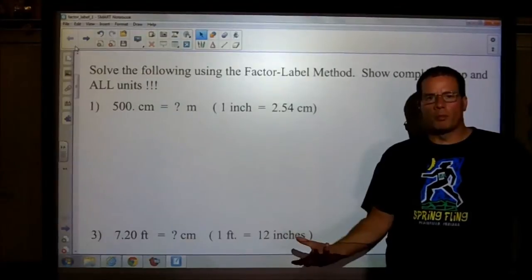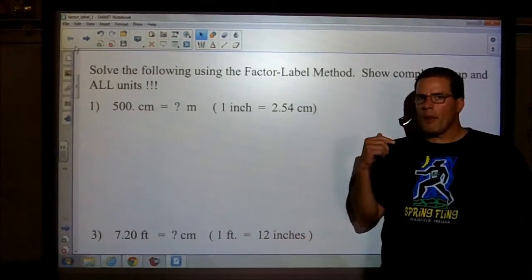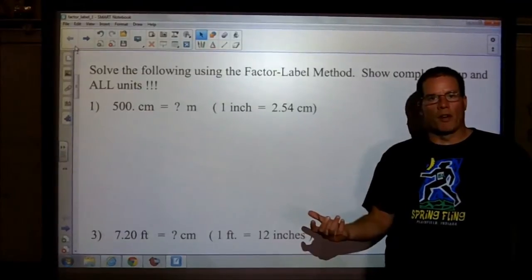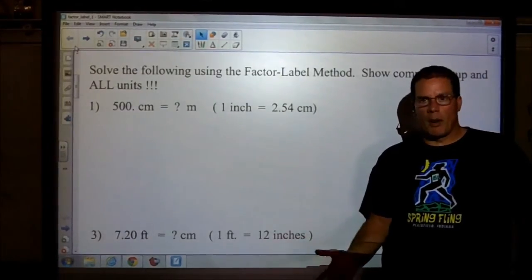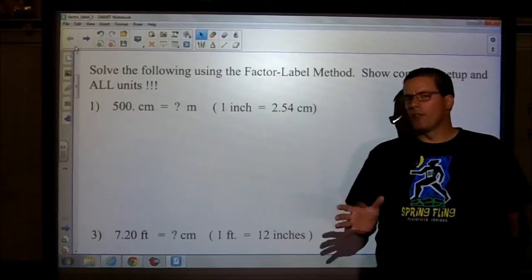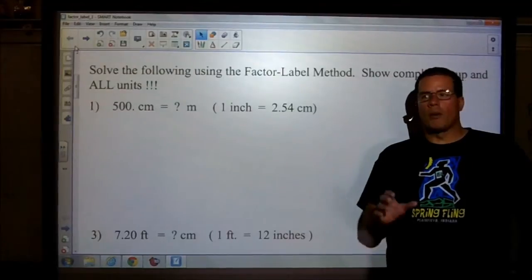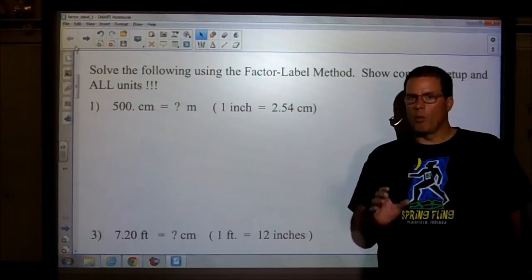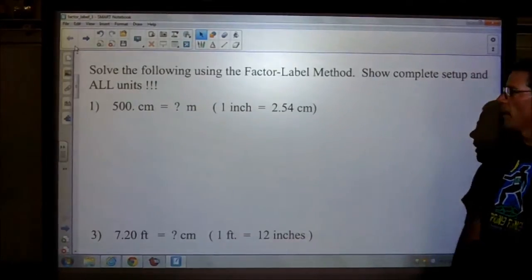But this is a problem solving technique, a method that we want to use later on, especially when we get into the second semester and start doing some stoichiometry, things that we haven't talked about yet. This is a problem solving math technique that you'll want to master and be very, very good at. So let's go ahead and get right into it.